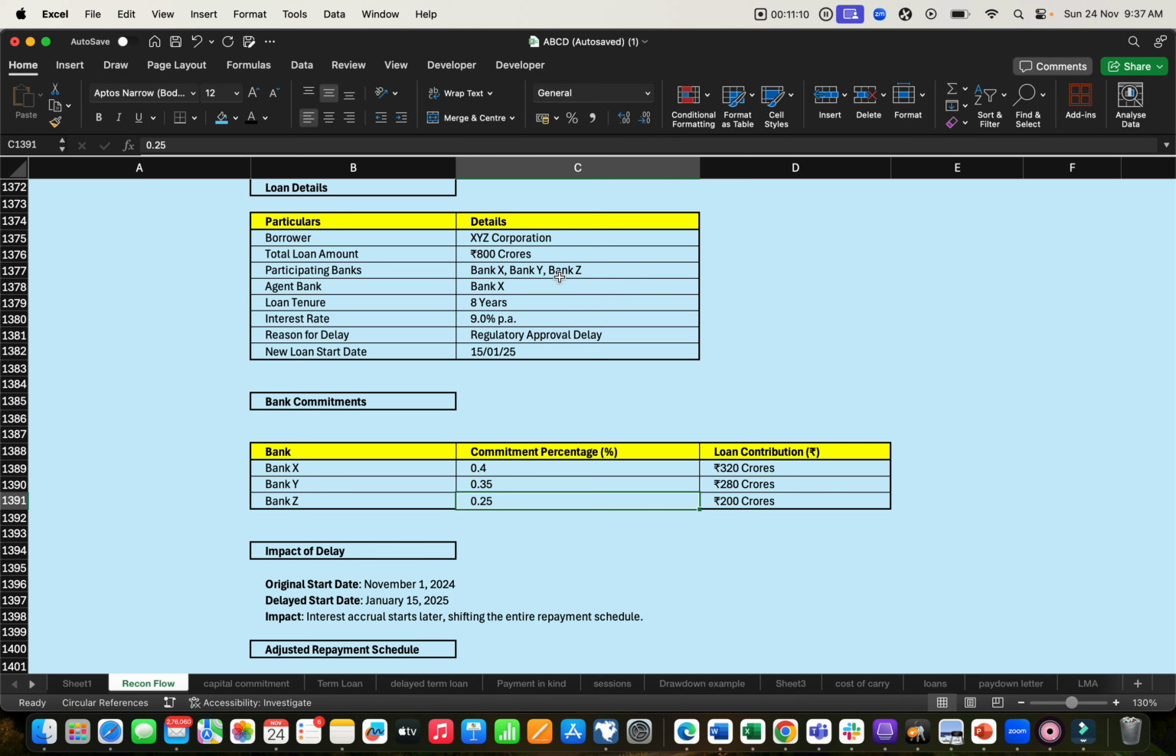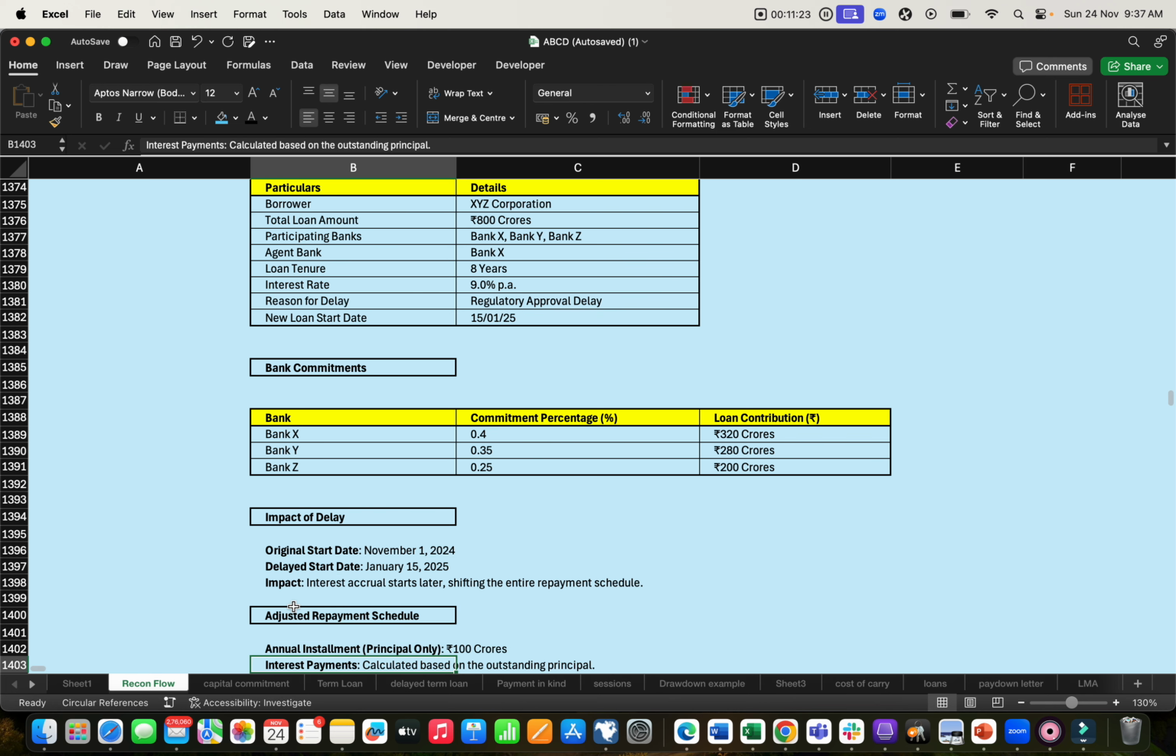So accordingly 800 is divided; if you total this, 320, 280, it will directly come to 800. So they have committed like that. The impact of this delay would be like this. The original start date is November 1st 2024. The delayed start date is 15 January 2024. So I believe around 2 to 2.5 months will be delayed.